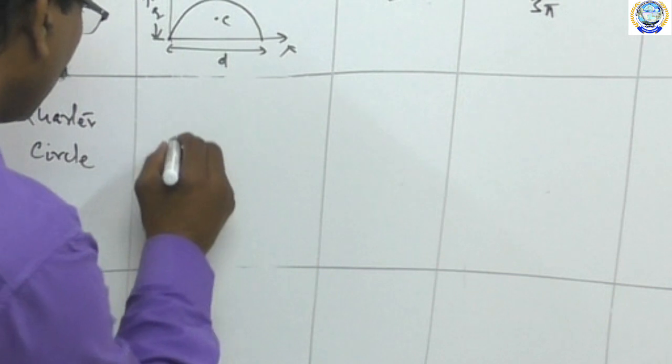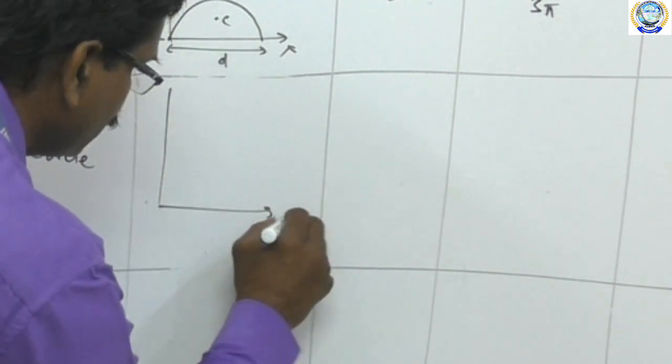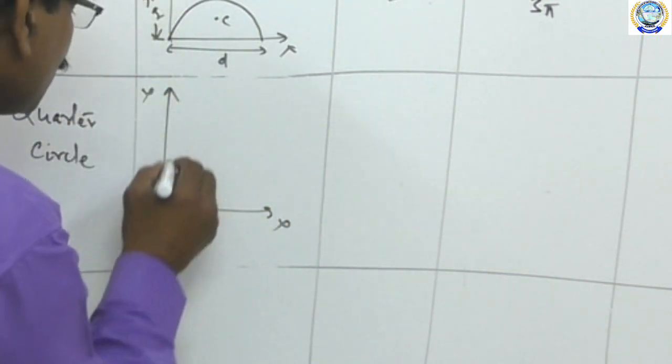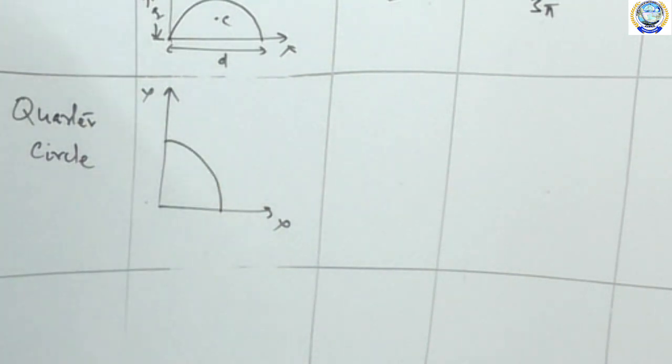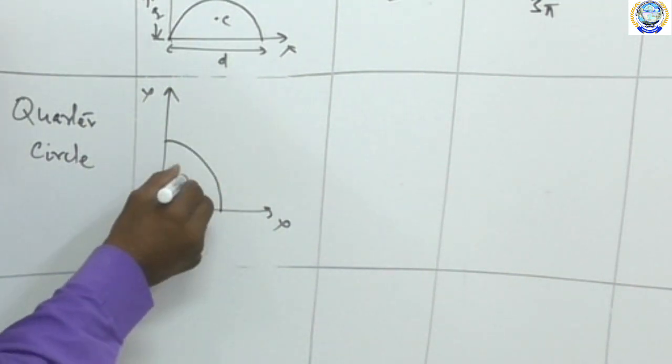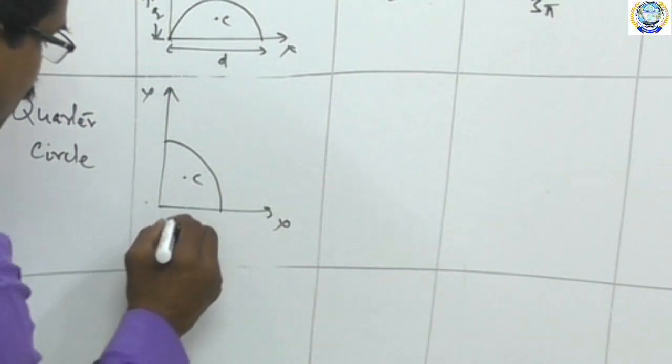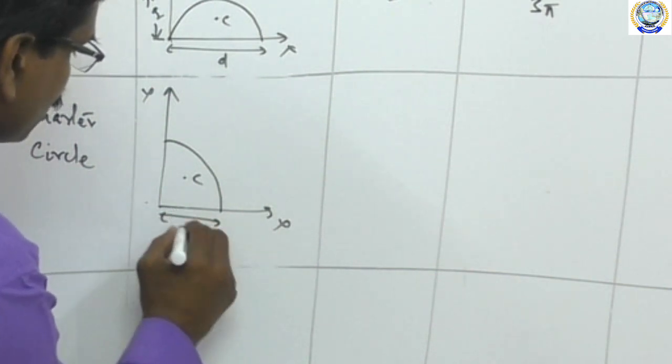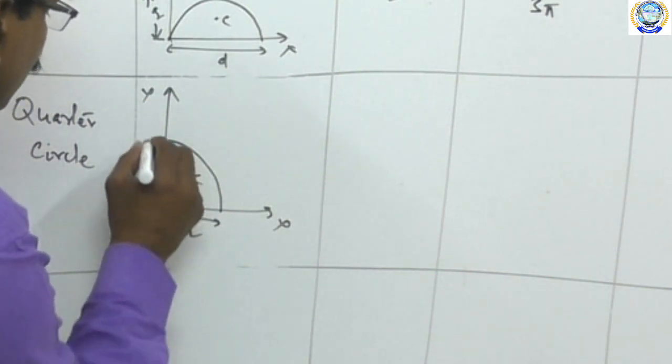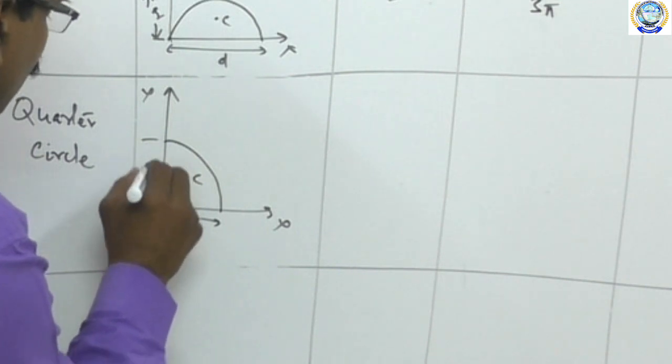This can be represented like this. Again, take the x-axis, y-axis, and this is called a quarter circle. The center point of this quarter circle is represented like this. From here to here is the radius. From here to here is the radius.